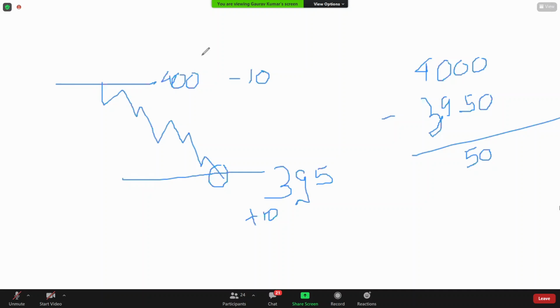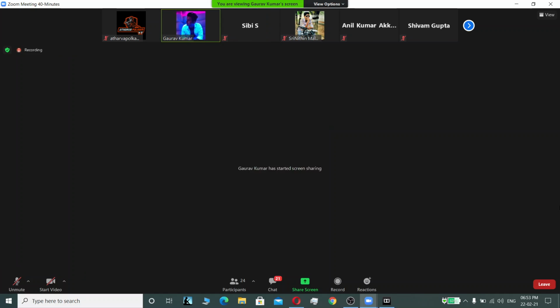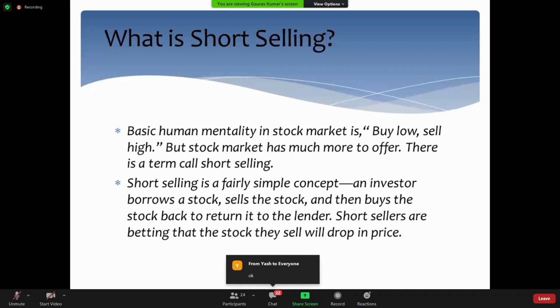You have two options when you click on any stock: buy and sell. It doesn't mean that you have to buy and then only sell. You can first sell and then after that you can buy. That is the short selling concept. Fine. Okay, fine.